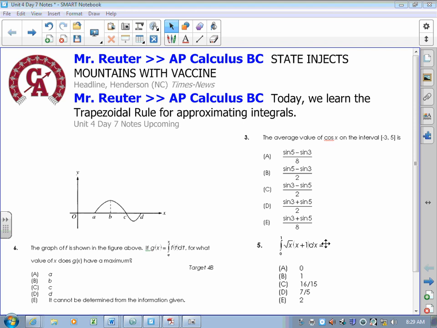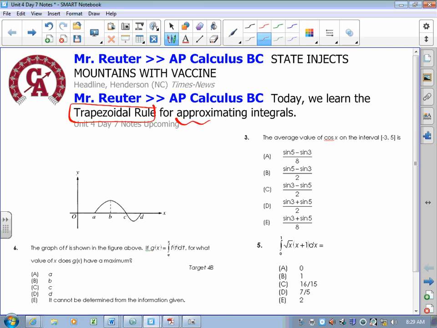All right, it's a short unit, Unit 4 is, and so on today's show, we close up the unit with a look at the trapezoidal rule for approximating integrals. Today is the day where we say, rectangles, you've been nice, but trapezoids, you might be better. Let me show you what I mean.